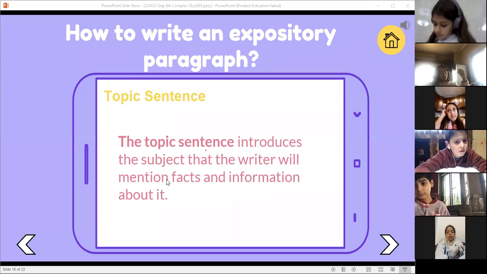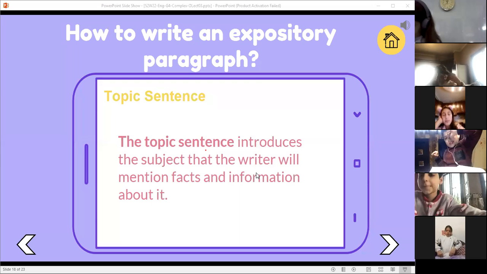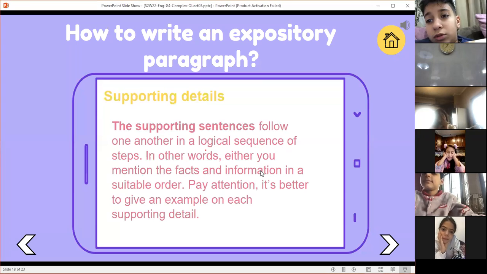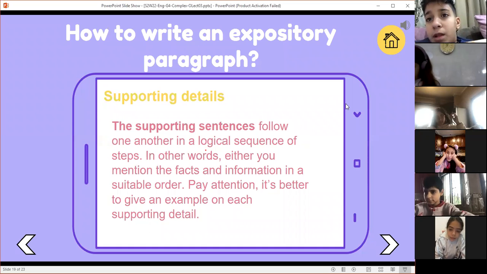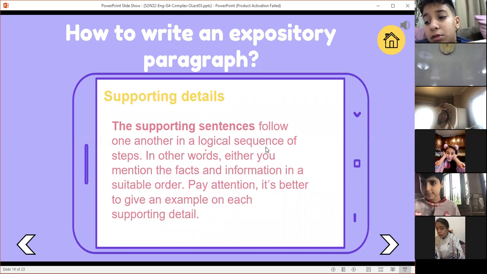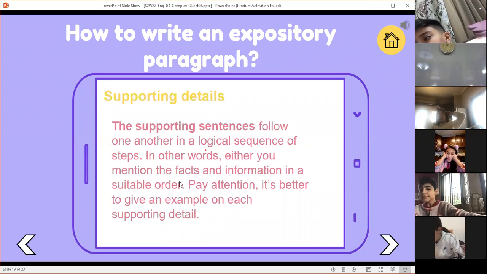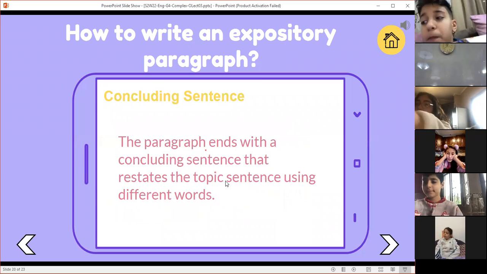As we said before, each paragraph should have a topic sentence. The topic sentence introduces the subject that the writer will mention facts and information about. So in the topic, you tell the readers what you're going to talk about. And then we have supporting details. These supporting sentences, it's like when you give examples, okay? And you should mention facts and information. It's better if you give examples in the supporting details.